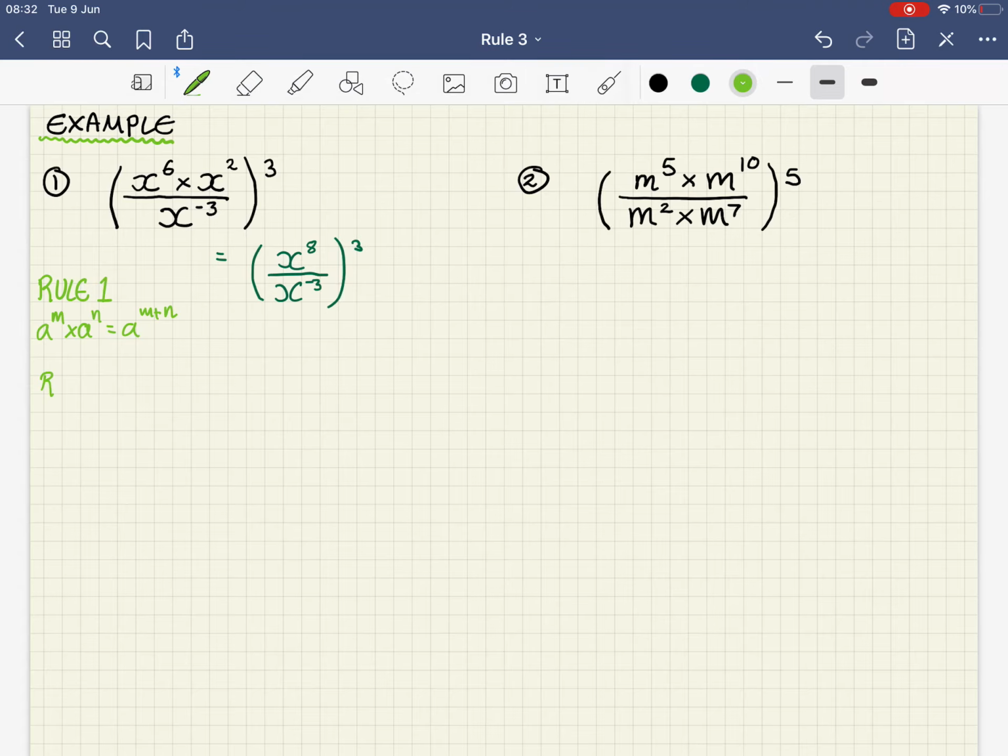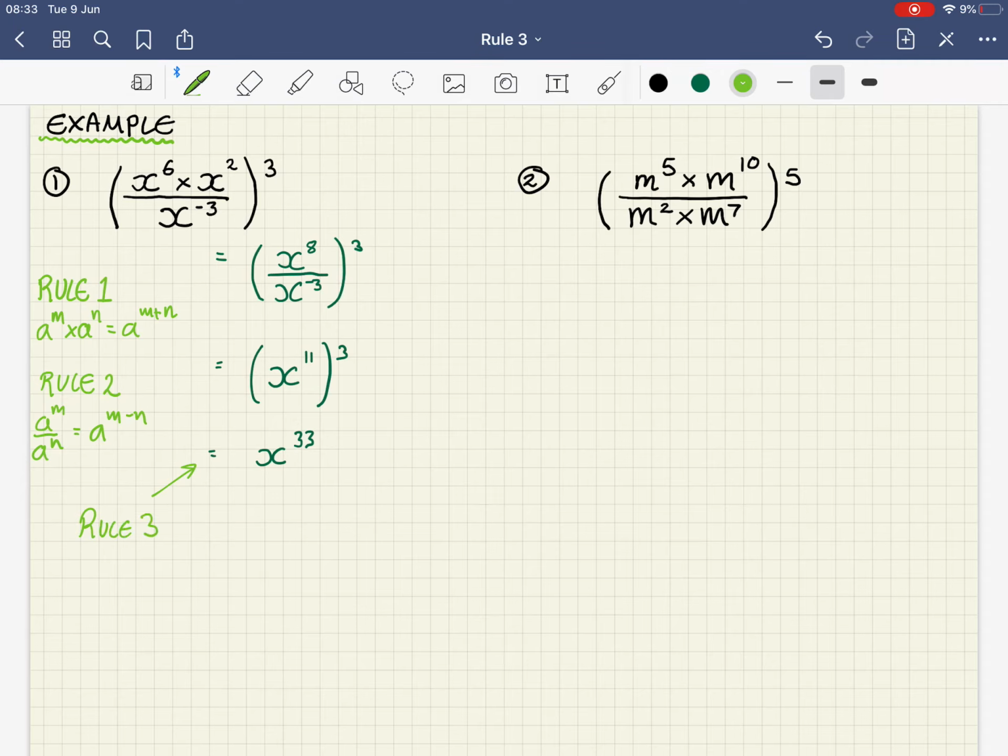And then I'm going to use my rule 2, where if I have a division, it's just the opposite, where I take away the powers. So I'm going to have x to the power of 8, take away -3, so that's going to be a double negative there, so it'll be 8 plus 3 now, which will be 11. So then that'll just be x to the power of 33. And that last bit there, that was my rule 3.